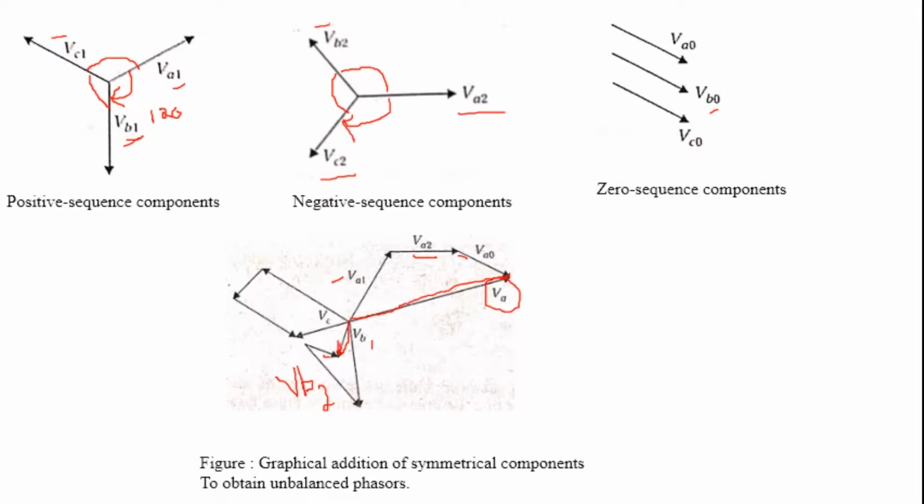Similarly for VC. Where is VC1? We have to see the angle made by VC1. We consider it as VC1 here. Then there is VC2, we have to see it here. Where is VC0? This is VC0. By adding up all those things, the resultant we will get at this point is VC. So this is nothing but the graphical addition of the symmetrical components.